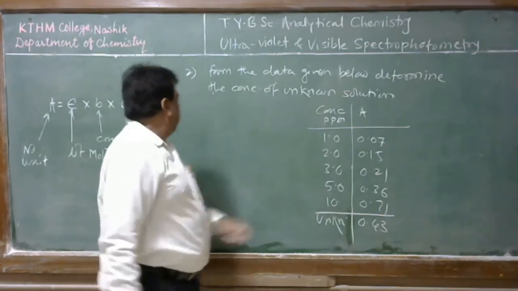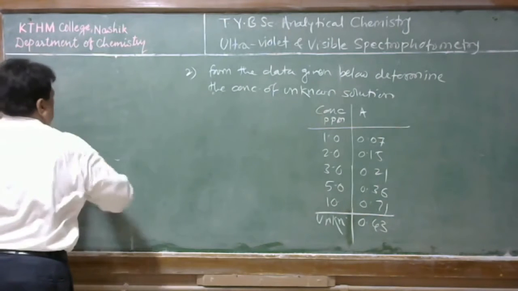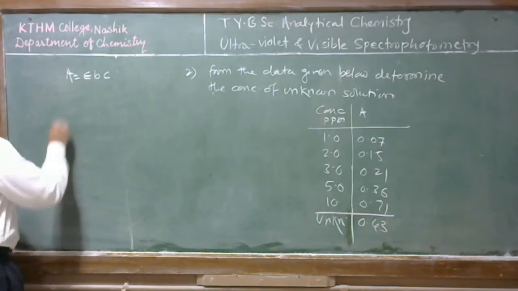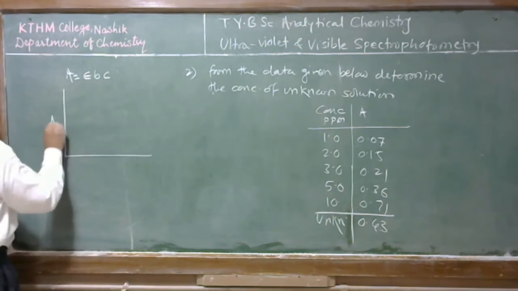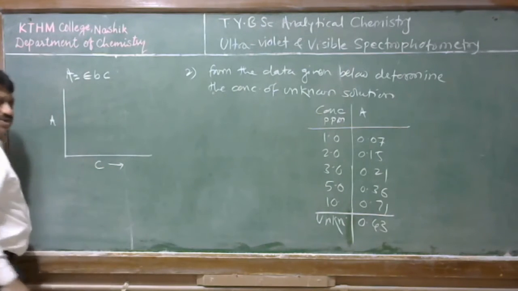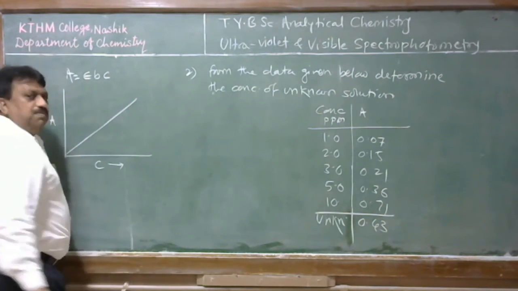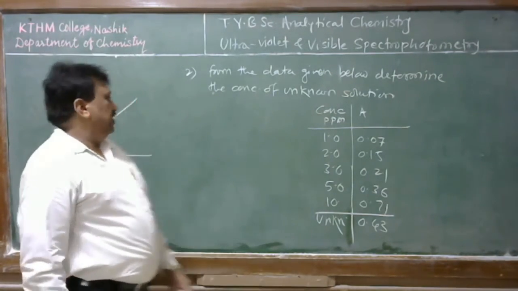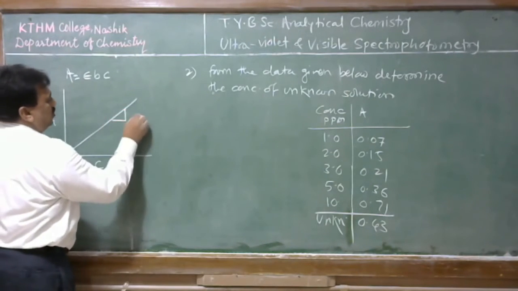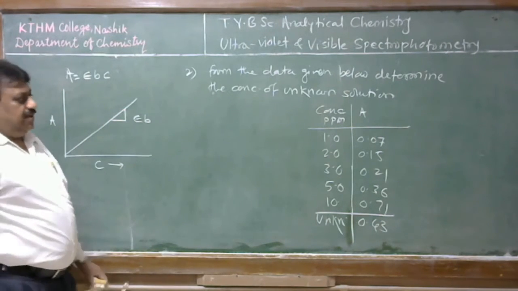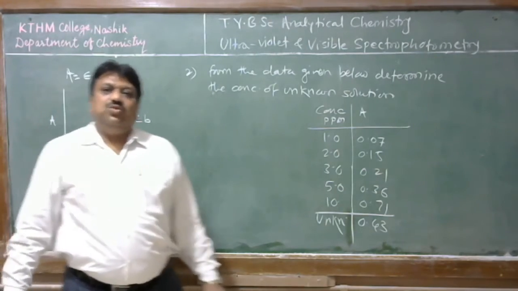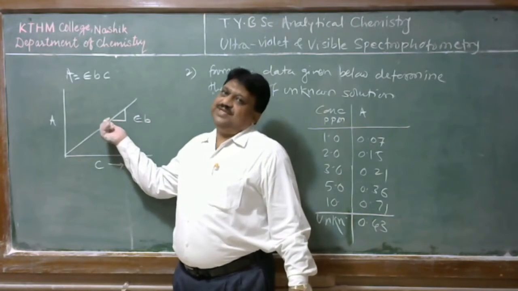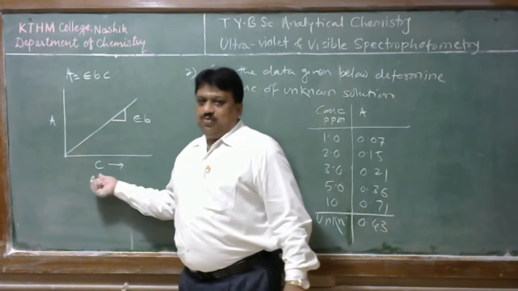In this case, as we know, absorbance is equal to epsilon into B into C. When we plot a graph of absorbance as a function of concentration, we have a straight line passing through the origin, called a calibration graph or calibration curve. This calibration curve has a slope epsilon into B. Therefore, the slope of the line is equal to epsilon into B, which we find from this slope, as A is directly proportional to C.